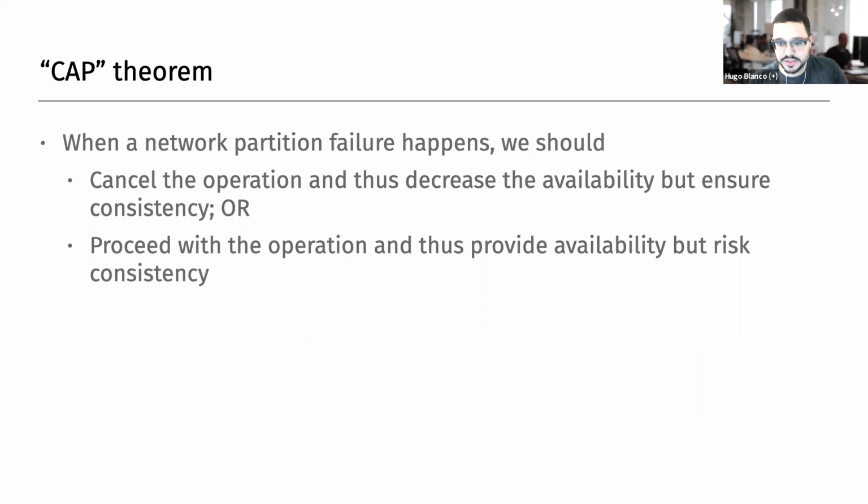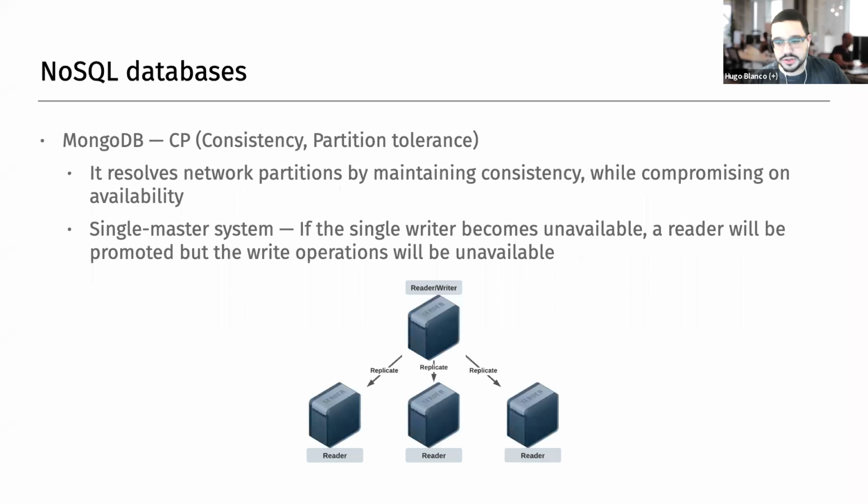Or we could proceed with the operation and thus provide availability, but risk consistency. So we will have eventual consistency because we will have to replicate the data. And I'll provide some practical examples. For example, for MongoDB, we have consistency and we have partition tolerance. So MongoDB resolves partitions by maintaining consistency while compromising on availability.